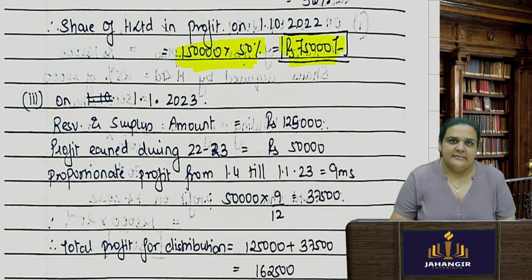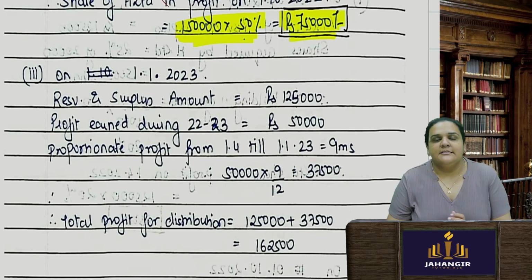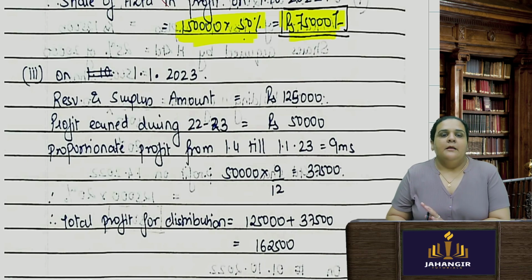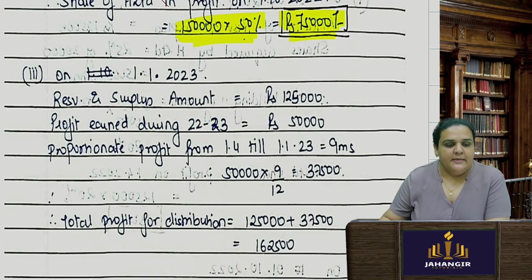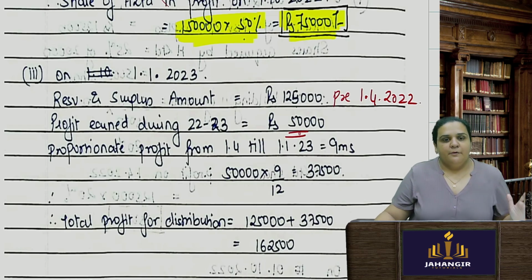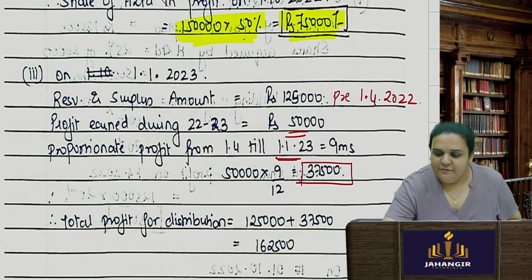Similarly, last on 1st of January, again the holding company acquired 37.5% of shares. That means 7,500 shares more. So the reserves and surplus amount, this is the pre amount. Why pre? 1st of April 2022, then profit was earned 50,000 evenly throughout the year. That means from 1st April till 1st of January, 9 months, that will become my pre. So how much will be that profit? 37,500. It will be 50,000 into 9 divided by 12.